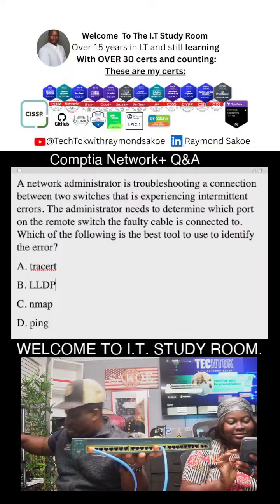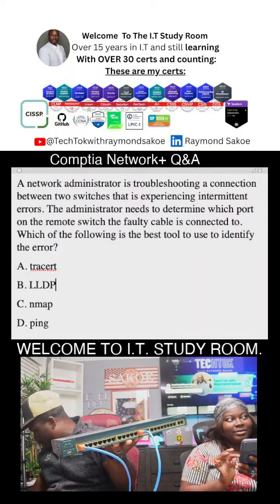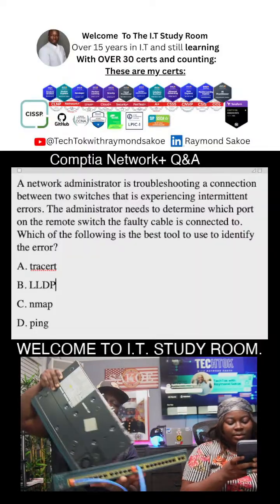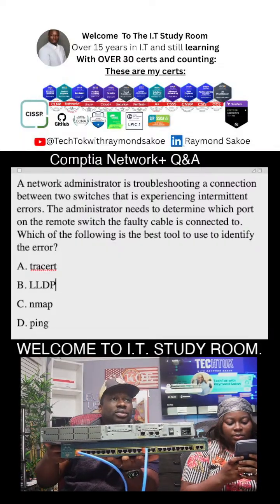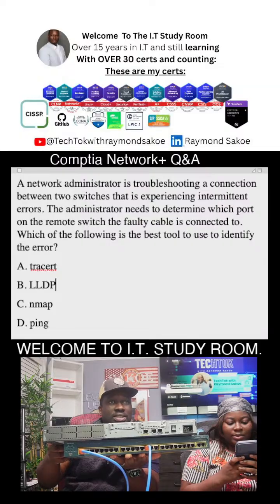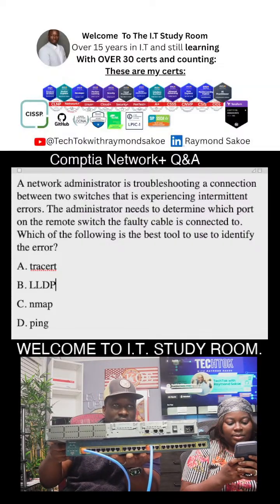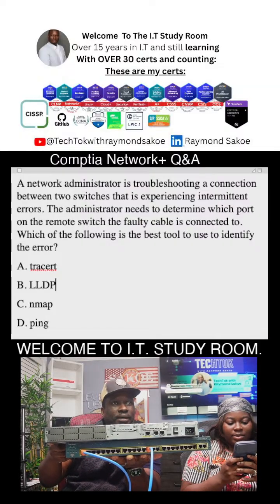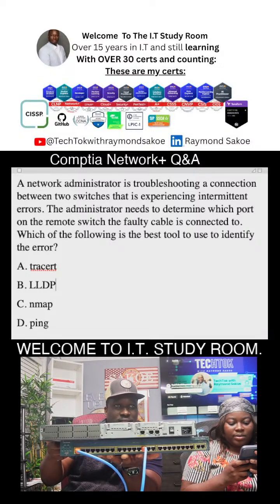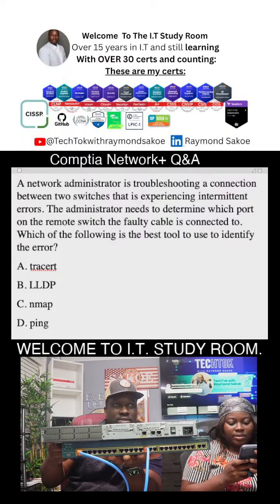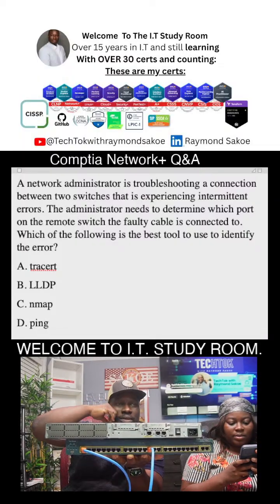So this is the scenario. We have two switches, right? Two switches that are experiencing intermittent errors. We need to determine which port on the remote switch the faulty cable is connected to, right? So now you have two switches.